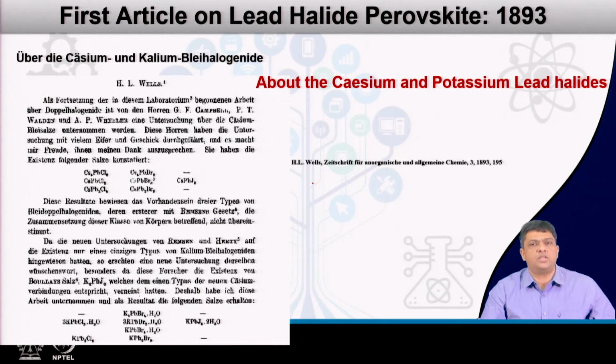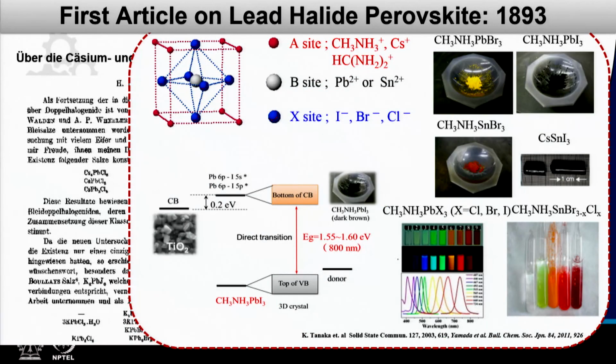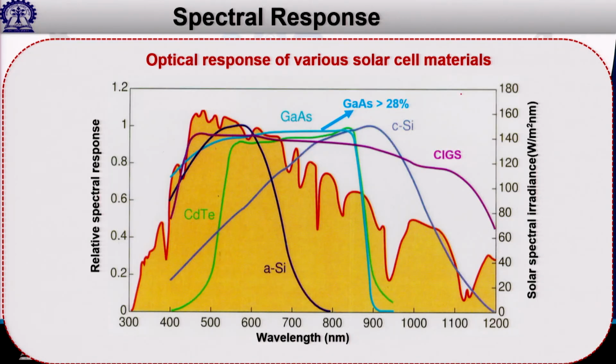And the first article actually came in 1893. And in today's area, we have been using, let us say, methyl ammonium lead bromide or iodides, which can be fabricated using simple mortar pestle based synthesis protocols. So, you can use the precursors in a mortar pestle and then make a solid solution out of these precursors.